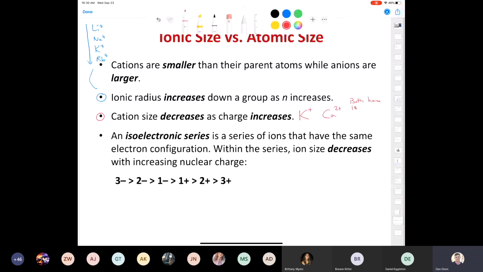So they both have the same amount of shielding, but how many protons are in the nucleus of each one of these? Well, the potassium has 19 protons, and the calcium has 20 protons. So that means the calcium has the same number of electrons, but it's got a greater positive charge in the nucleus. What's that mean? It's going to pull the electrons in even tighter. Give me a thumbs up if that makes sense to you.